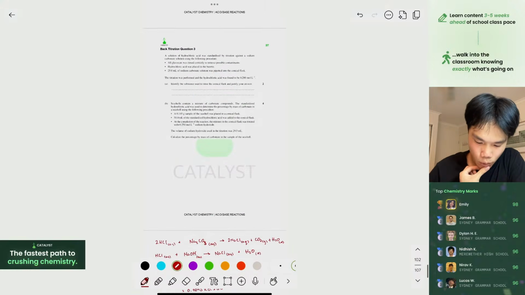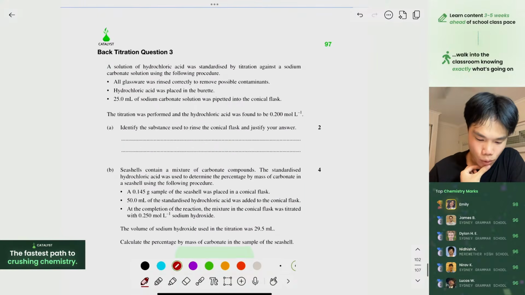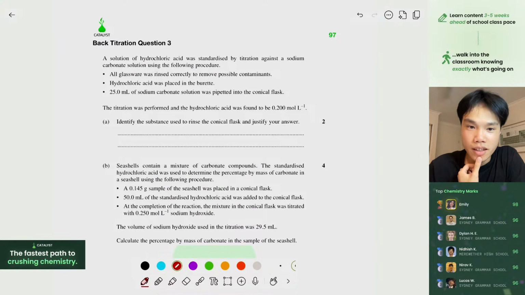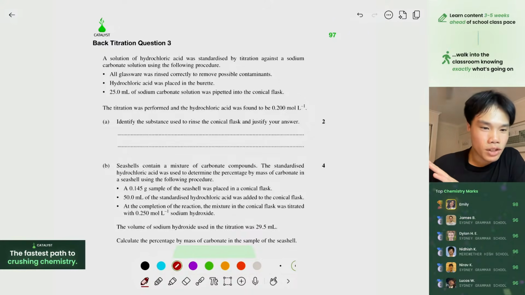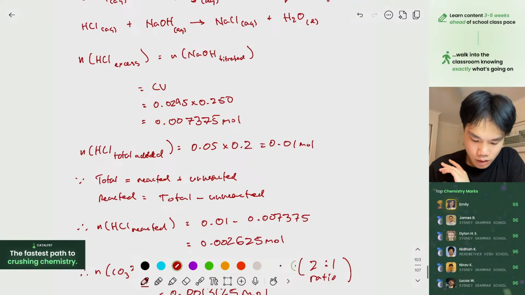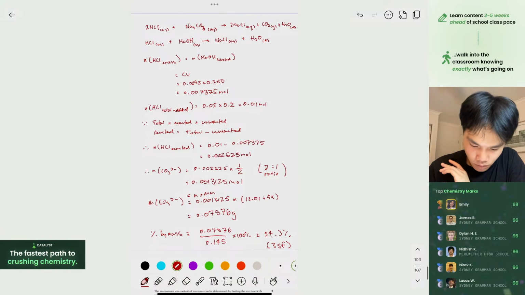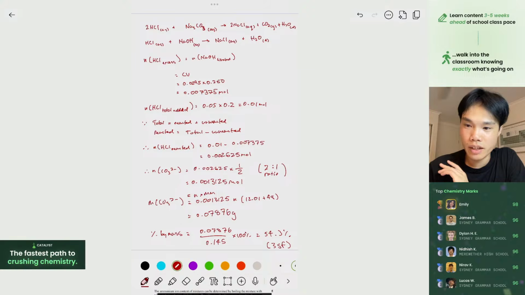I'll give you one more question to work through for the road. Back titration question 3. Take a screenshot. Yes, Tommy, I can go back in just a sec. This one's also on the moderate side, not too bad. Take a screenshot, and the worked solution is here for you to reference later once you've had a go.